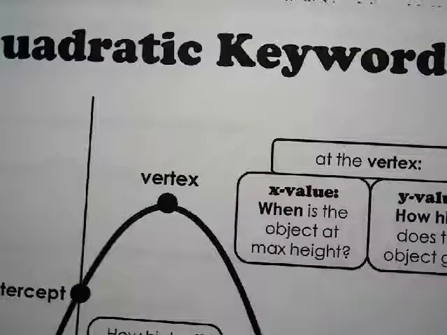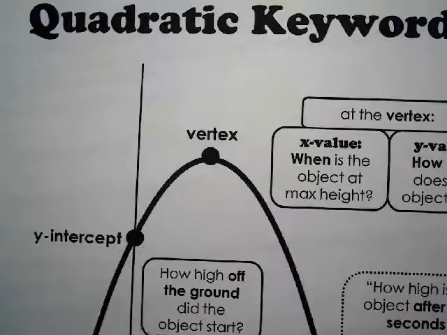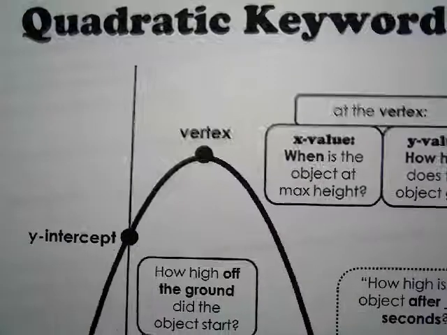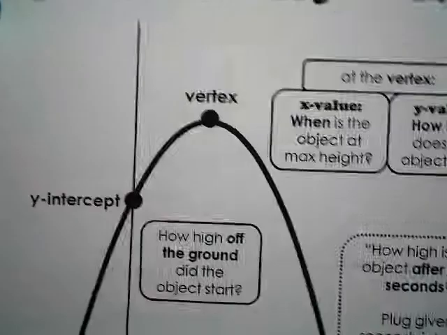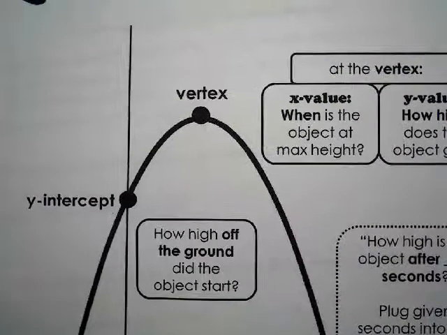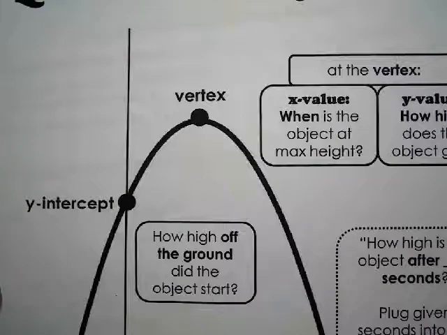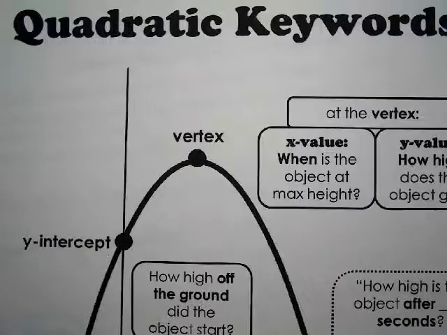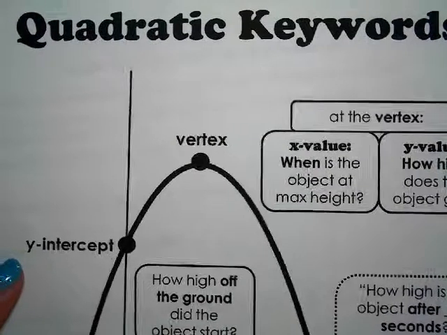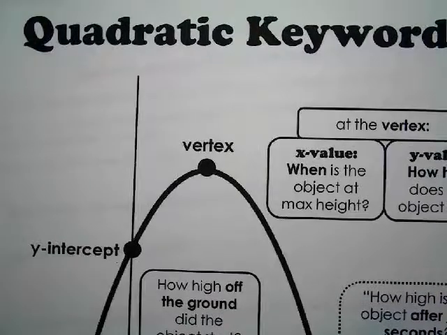Okay. So it says quadratic keywords. This is the big picture perspective of how you find the different things they might ask for in a projectile motion problem. So projectile motion problems typically talk about launching something, launching a water balloon, launching a pumpkin, launching, I don't know, a bird. No, that's mean. Okay.